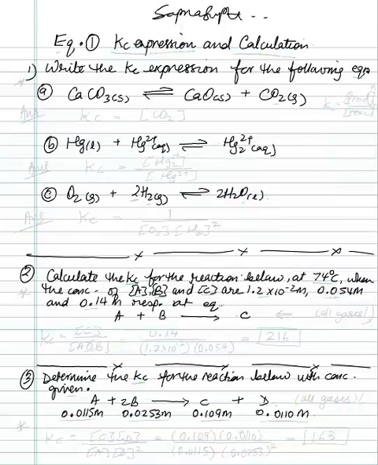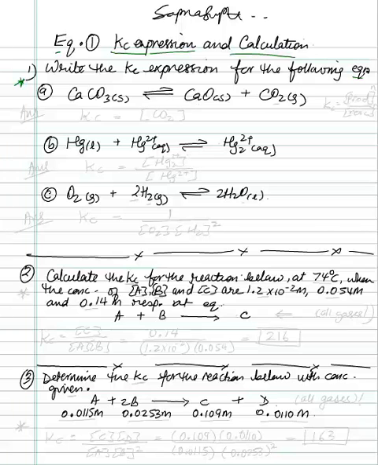We're going to start with equilibrium, and the first thing I want to do is just talk about the Kc expression and how to calculate it. So here's the first question. Write the Kc expression for the following equations. And please mind my shorthand, because equilibrium is EQ and equation is EQN. So anyhow, here are the three reactions given to us.